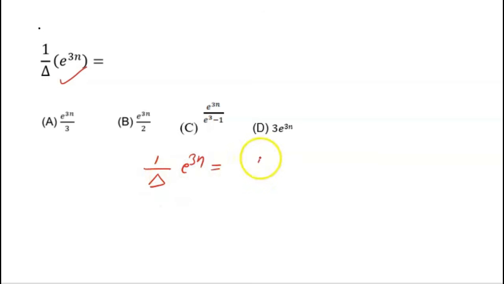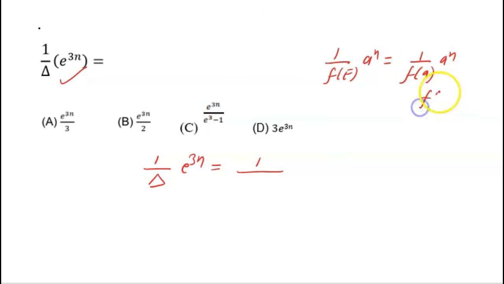So it can be seen as 1 by... and we have seen a result. I don't know whether you remember this: 1 by fe of a to the power n is equal to 1 by fa of a to the power n, in case fa is not equal to 0.